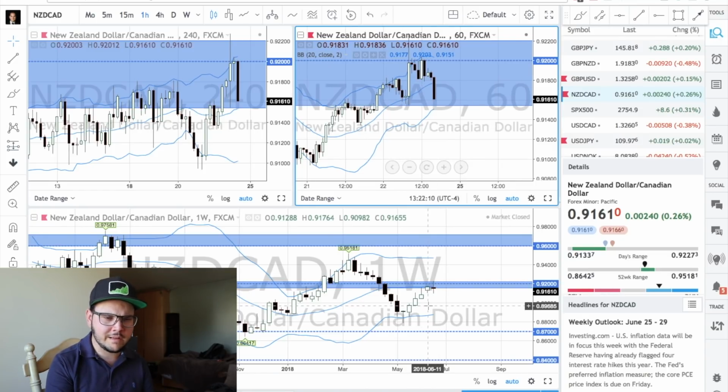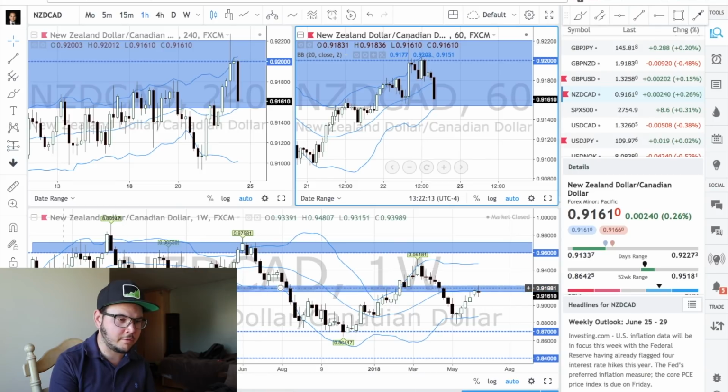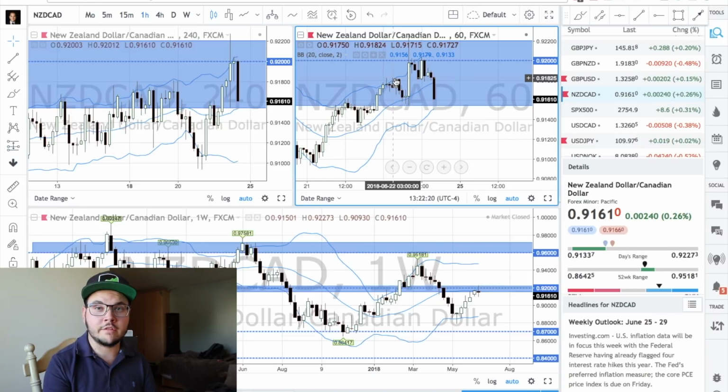Okay, not a round number specifically, but just a zone where price bounced both times in the past, turning into a resistance area right now. And I'll try to keep an eye open on more setup.